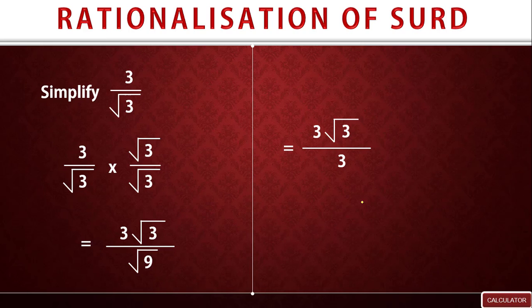So I want you to observe now. If you observe, you see that 3 can go into 3: 3 here, 1; 3 here, 1. So we have 1 times root 3, which will be root 3 at the numerator side, divided by 1 at the denominator side. So we have root 3 as our final answer.